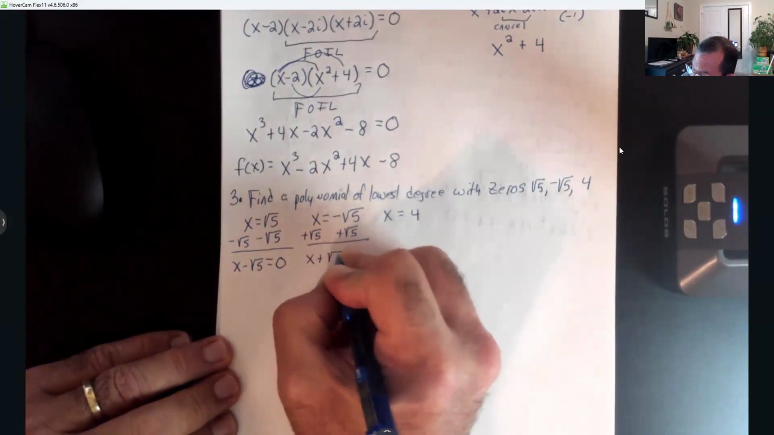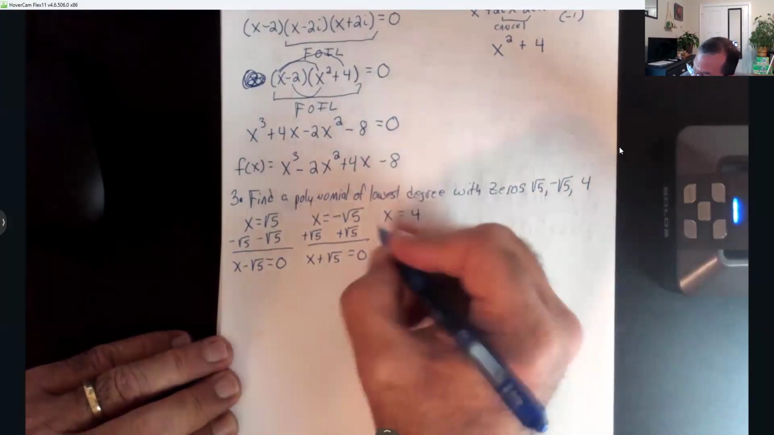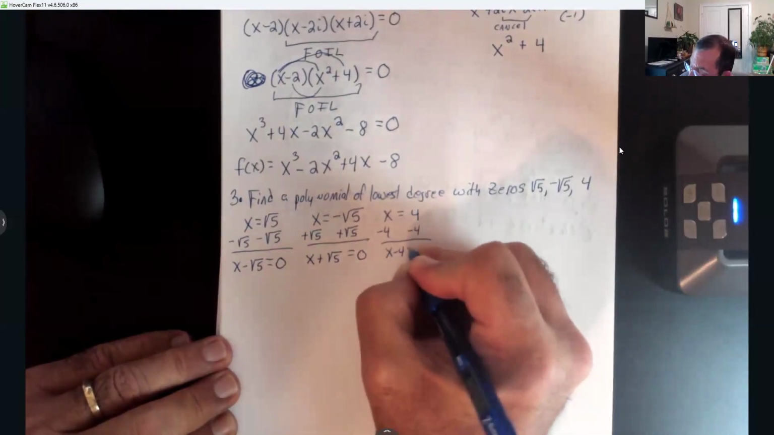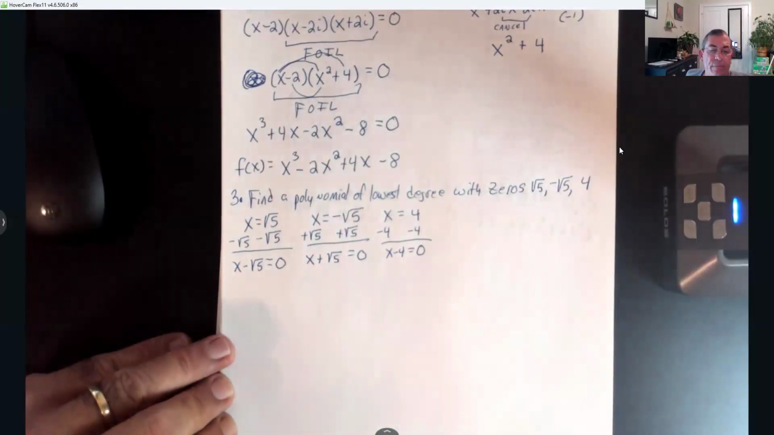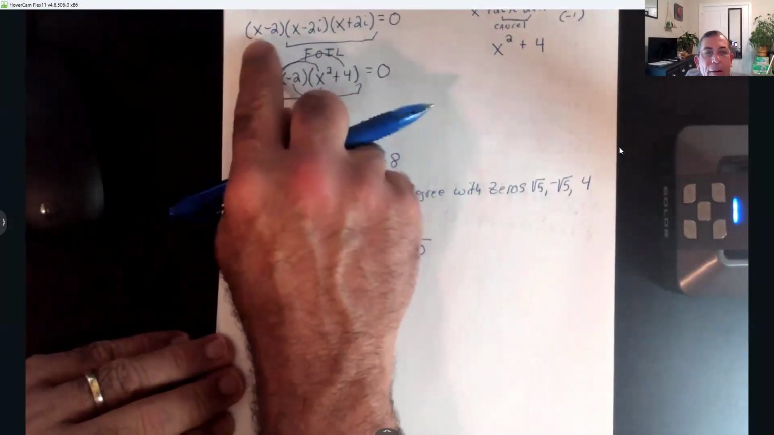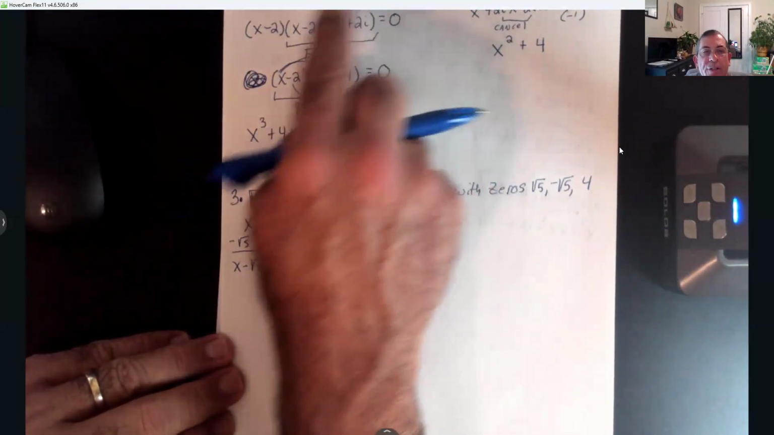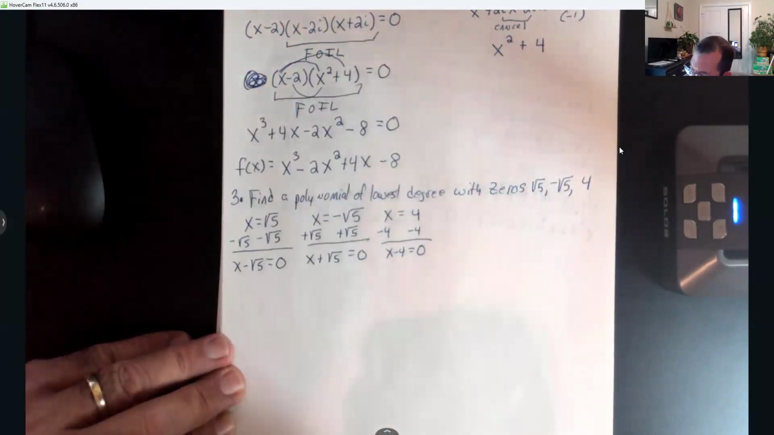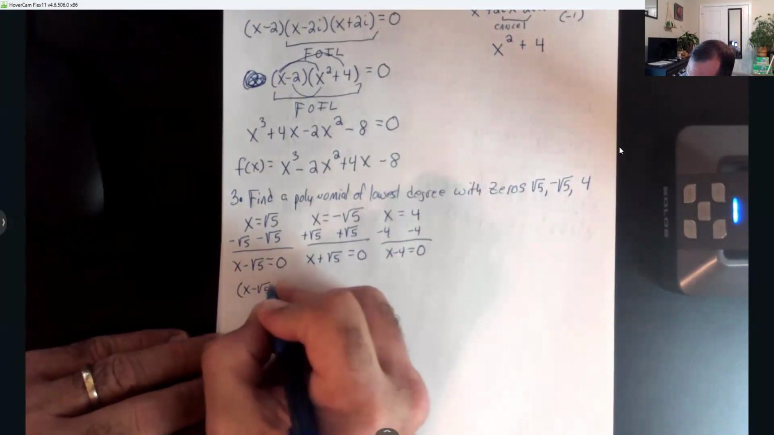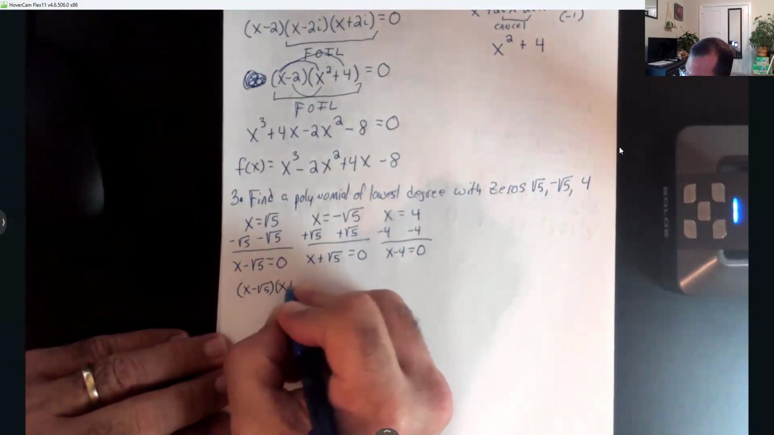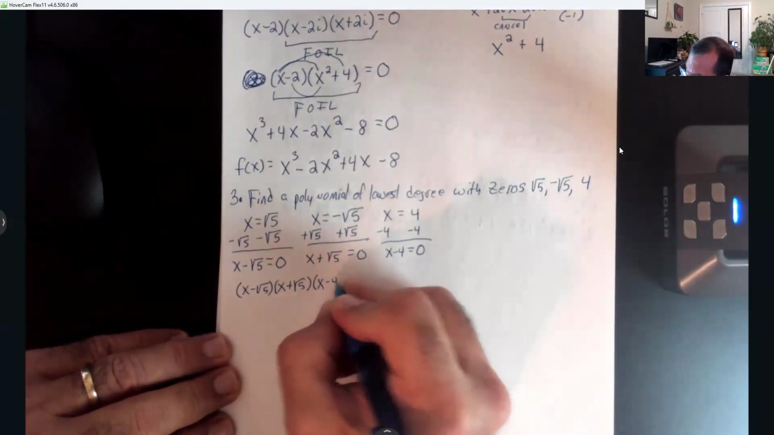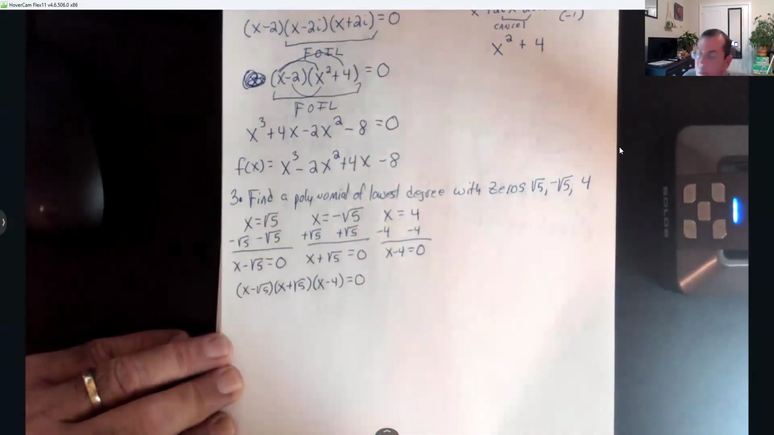X plus square root of 5 equals 0. And then on the last one, I'm going to subtract 4 and get x minus 4 equal to 0. All right, just like up here, I had 3 equations. I'm going to write them as a product now because they're all equal to 0. So I got x minus square root of 5, x plus square root of 5, and then x minus 4 all equal to 0.